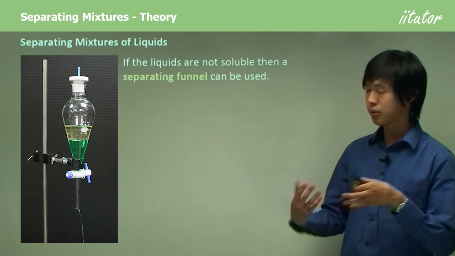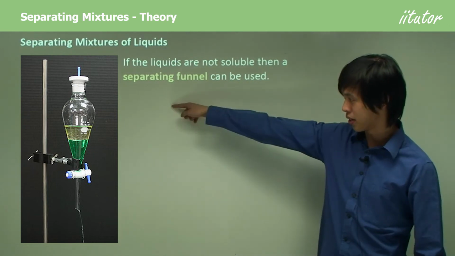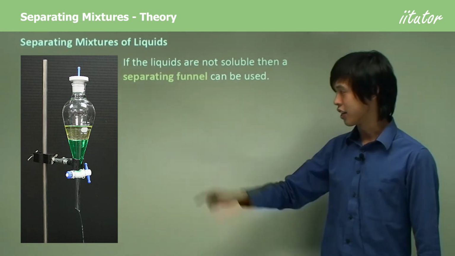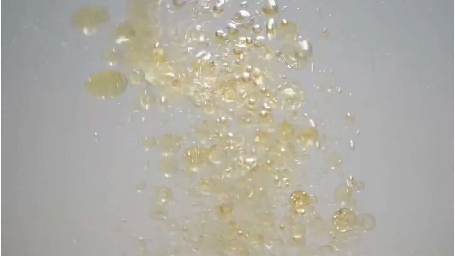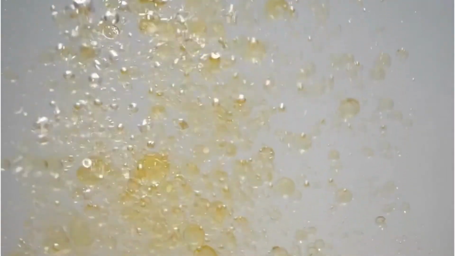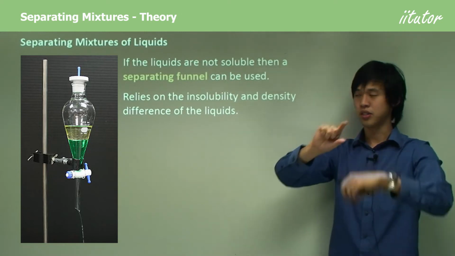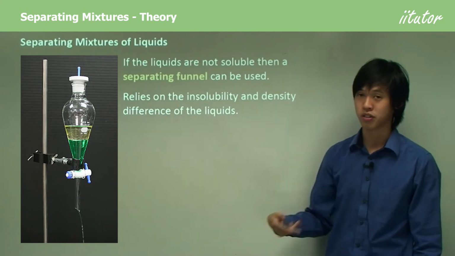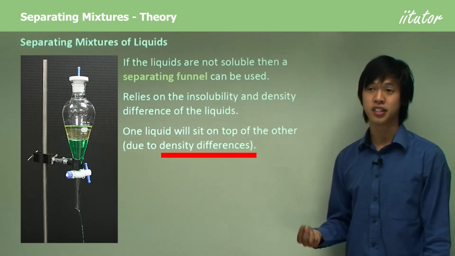But what about two liquids that can't dissolve in one another? Like this one. This is oil and water. The top is oil because you know that oil sits on the top of water, and the bottom is water. So we can use what's called a separating funnel. This separating funnel relies on the two liquids being insoluble and one being less dense than the other. So water is more dense than oil, so it sits on the bottom, and oil is less dense than water, so it sits on the top. So oil is the less dense one, water is the more dense one.